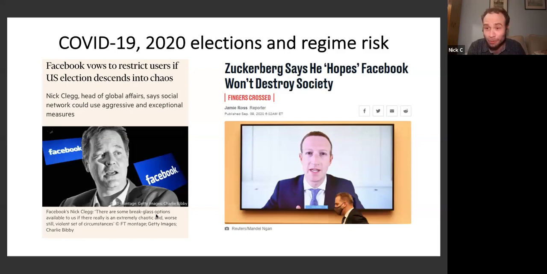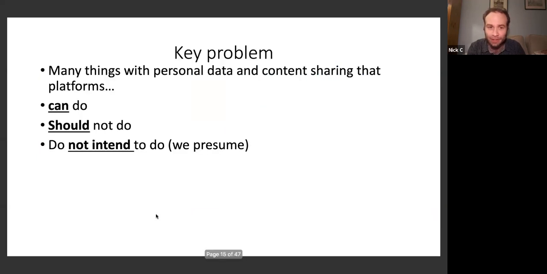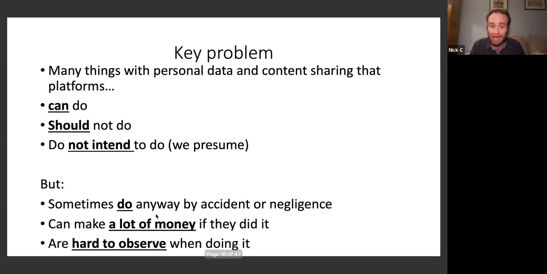And it's all because ultimately it has a set of profit incentives that ensure it has to focus on the bottom line rather than the potential externalities that it might be generating. So to summarize, the key problem is that many things with personal data and content sharing that platforms can do, should not do, and do not intend to do, we can presume at least. But on the other hand, they sometimes do anyway by accident or negligence.